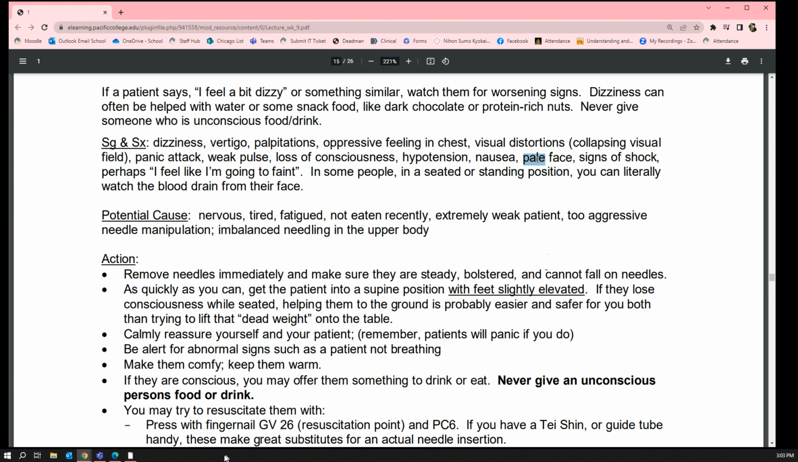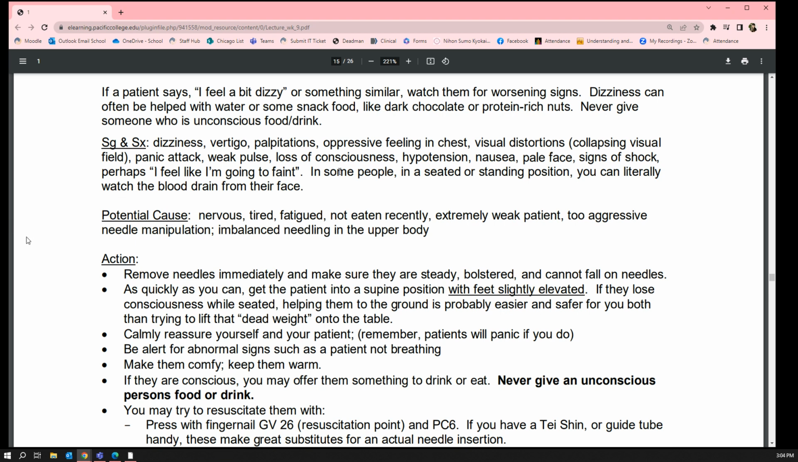She didn't actually lose consciousness, but she said that she felt like she was a few seconds away from passing out because she had a history of syncope. So signs of shock. Again, perhaps I feel like I'm going to faint. In some people in a seated or standing position, you can literally watch the blood drain from their face. So that is absolutely what I saw with that patient.